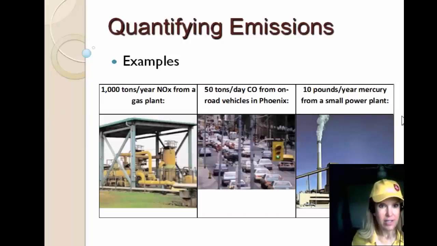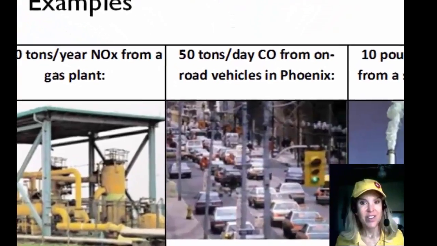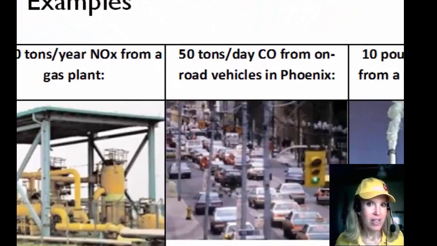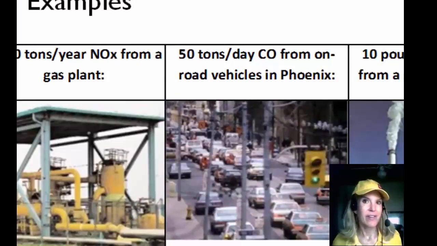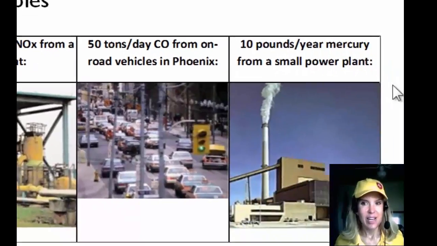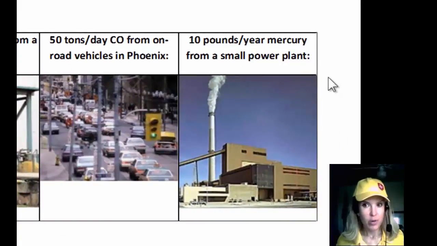That's what TICE does. A natural gas plant that burns natural gas to turn turbines in one form or another and generate electricity, for example, can emit 1,000 tons a year of NOx. On-road vehicles just in Phoenix alone emit 50 tons a day of carbon monoxide. A small coal-fired electricity generating station emits 10 pounds a year of mercury. So you can see mercury is emitted in far less quantities. However, it's really, really dangerous.